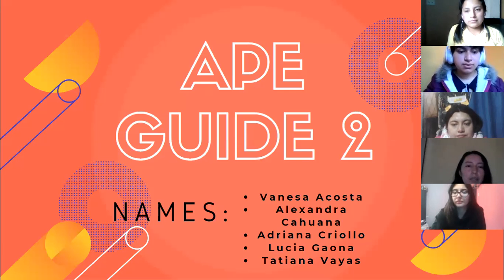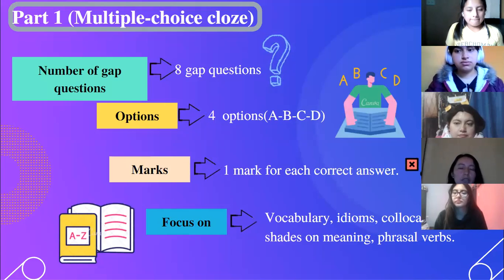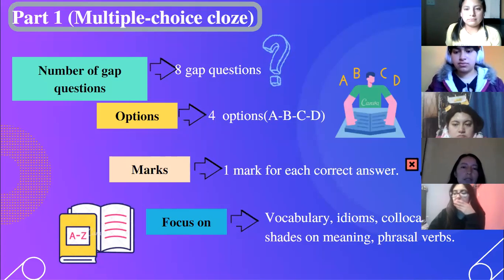My name is Vanesa Acosta and I'm going to talk about parts 1 and 2. Part 1, multiple choice cloze. This part contains a text with multiple choice questions. Each question has 4 options, A, B, C, or D. We have to decide which is the correct answer and we get 1 mark for each question. This part is focused on vocabulary, idioms, collocations, phrasal verbs, etc. Next, please.